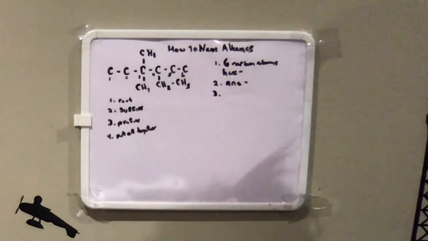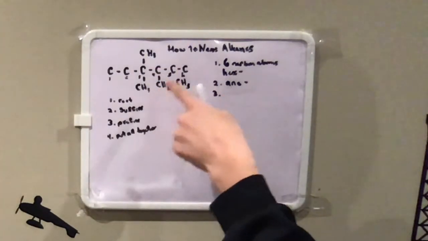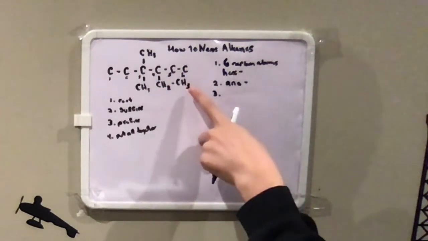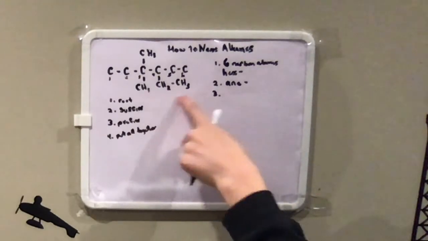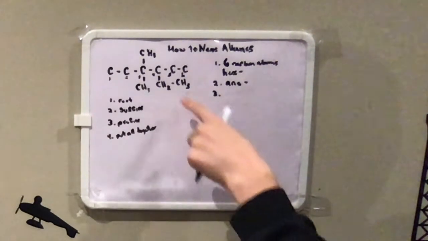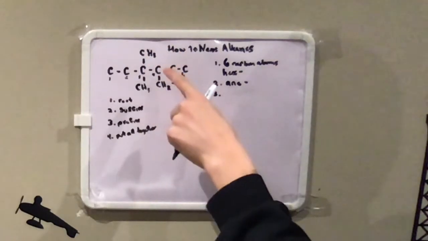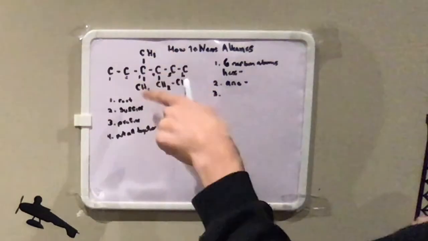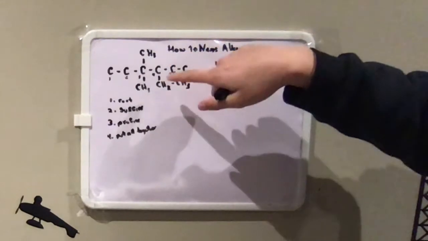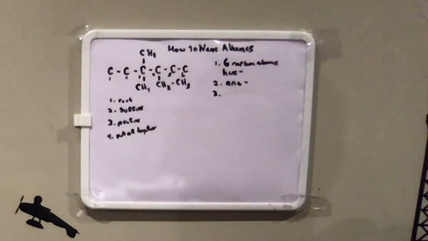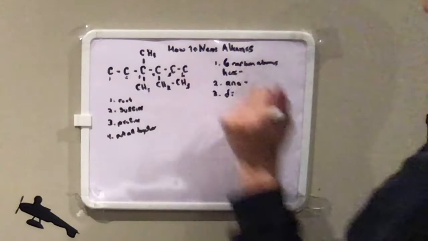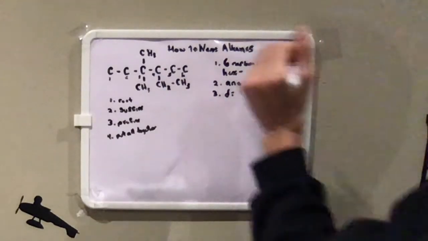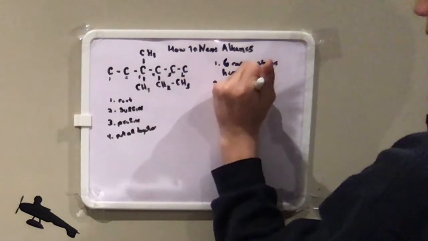Prefix, the hardest step out of all of them. We see that there are 2 side groups with just 1 carbon atom, and then right here there's another side group, but it has 2 carbon atoms. So side groups with just 1 carbon atom, as we see on our chart, they're called methyl. They're part of the methyl group, and there are 2 of them. When there are 2 methyl groups on the same carbon atom, we put a di in front of it to let the person know that there are 2. So we would put dimethyl.